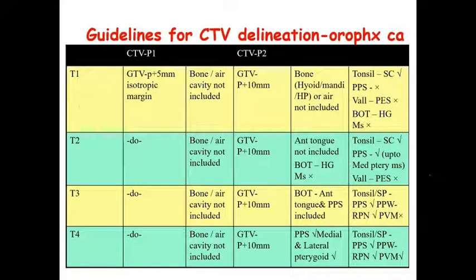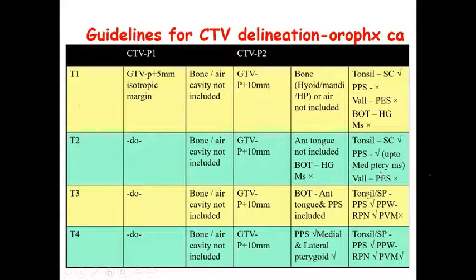Let me give you another example of oropharyngeal cancers. Again, in the high risk zone, nothing changes. You expand by 5 millimeters and edit for bone and air. In the CTV-P2, the intermediate risk zone, you expand by 10 millimeters and then start looking at the location and the T stage. If it is a tonsillar primary and you are talking about T1, you include the superior constrictor, but you don't need to include the parapharyngeal space. However, if it is a T2 tonsil, you include the superior constrictor and you also include the parapharyngeal space, but you don't need to include the medial pterygoid.